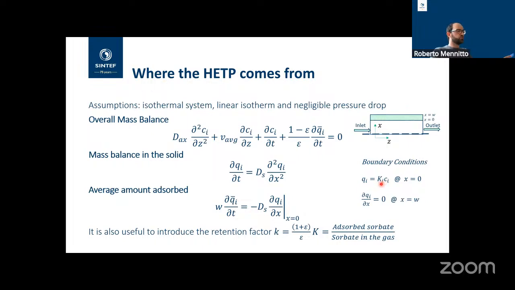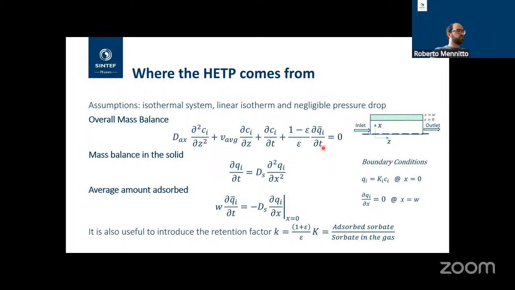And they introduce a very useful factor, which is the retention factor, small k here, which is equal to 1 plus the channel voidage over the channel voidage times the Henry law constant, which is effectively a ratio of how much sorbate is in the solid over the sorbate that stays in the gas.